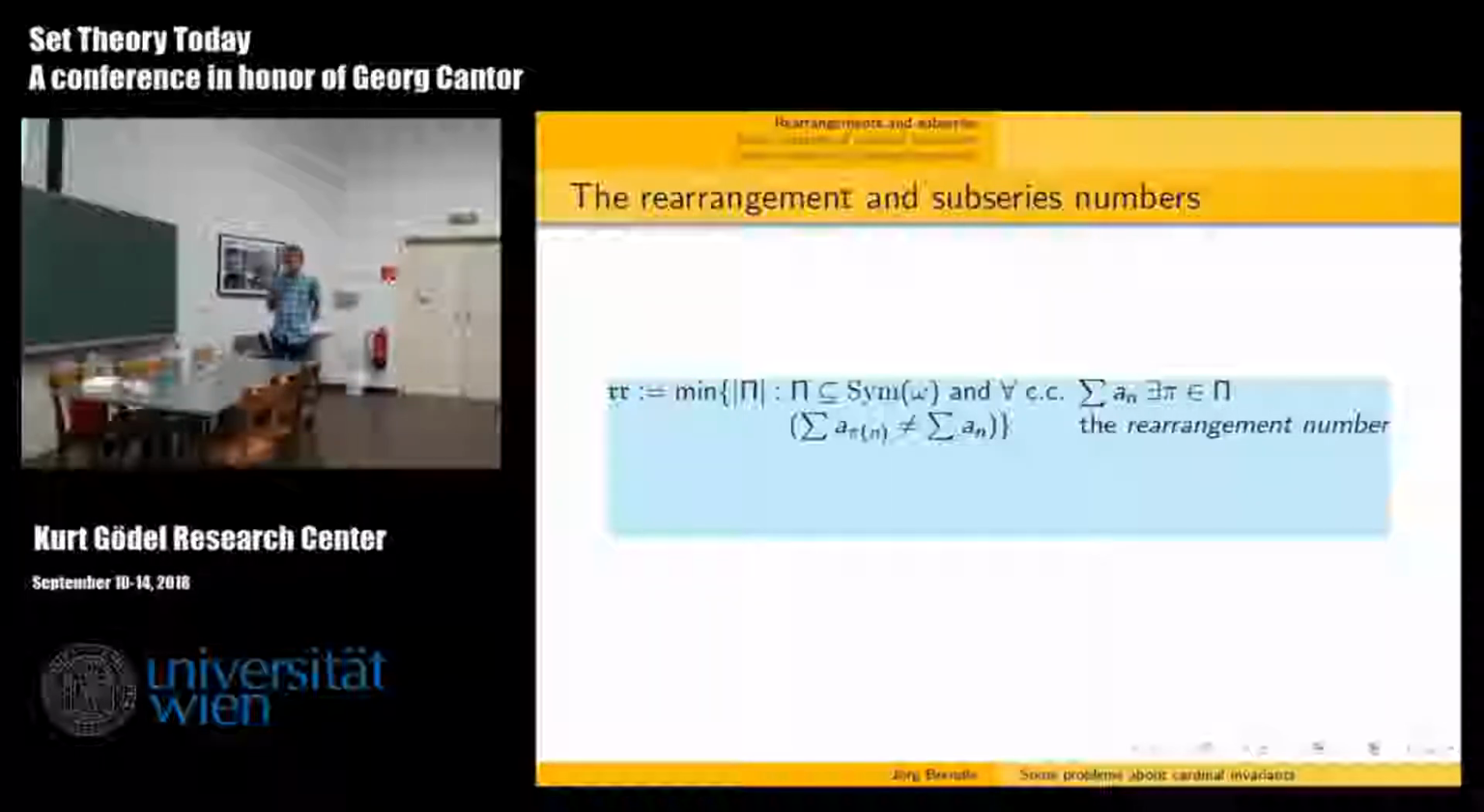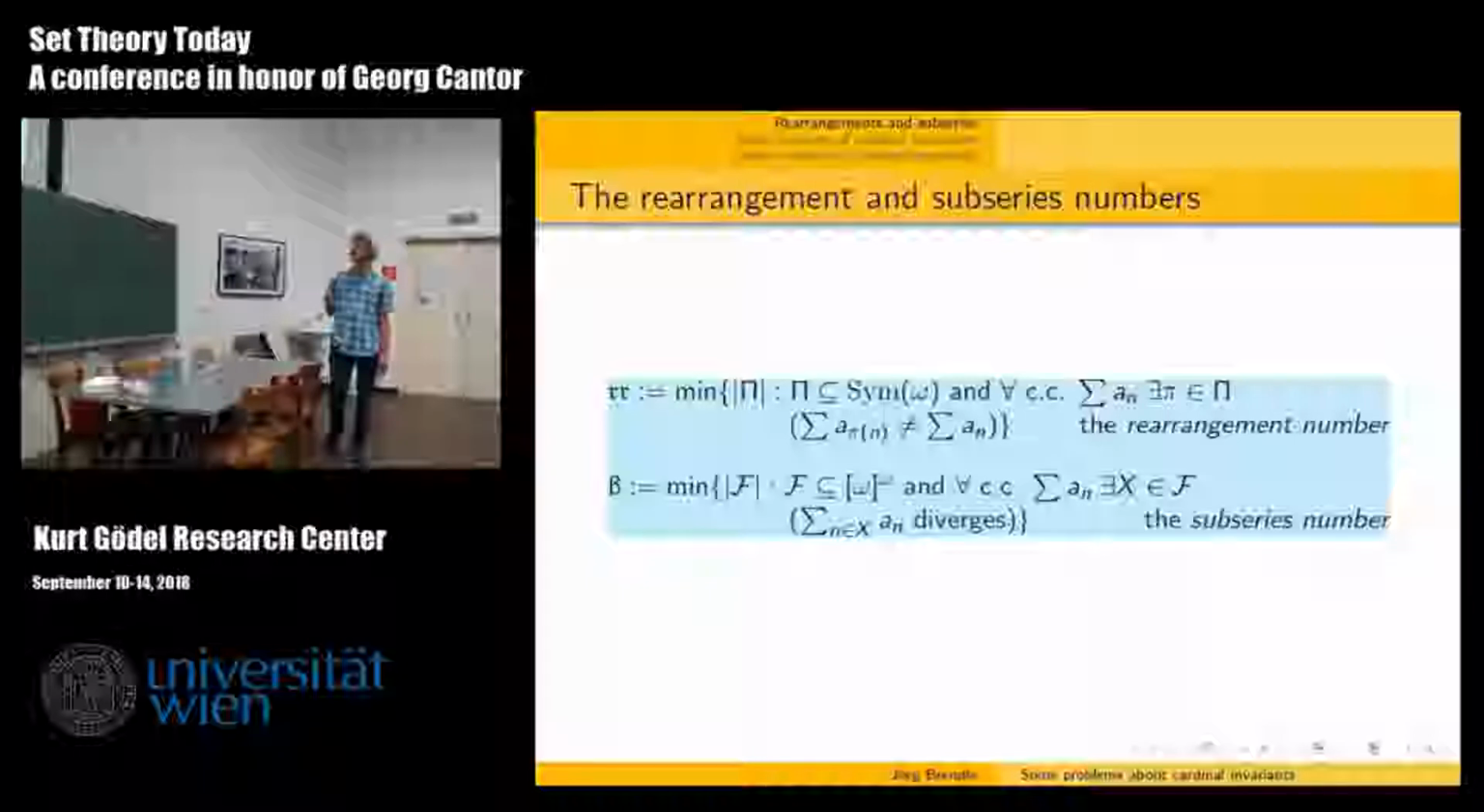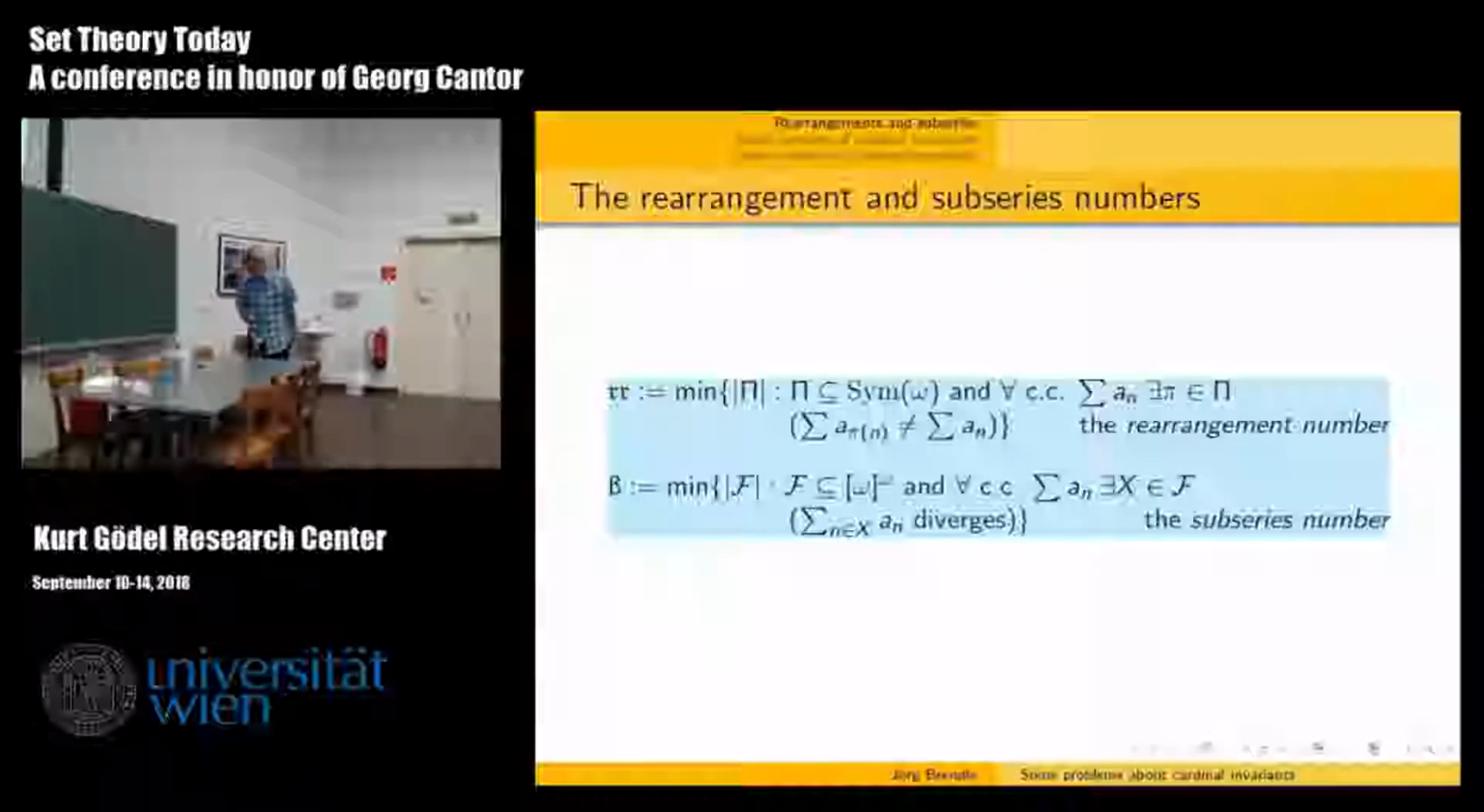Okay, so of course by Riemann's rearrangement theorem that makes sense. Given any conditionally convergent series, we have some permutation which does the job. So we can look at the minimal size of a family of permutations such that for every conditionally convergent series one of them works. And it's quite an easy observation that this has to be less than or equal to the size of the continuum, the size of Sym(ω), which is continuum. And it has to be uncountable, which can be proved rather easily, but there are actually better bounds. I will come back to this in a minute. The next number is the subseries number. It has a very similar definition.